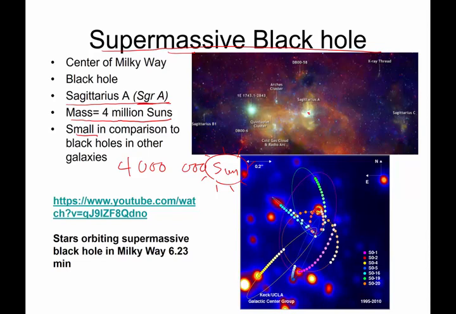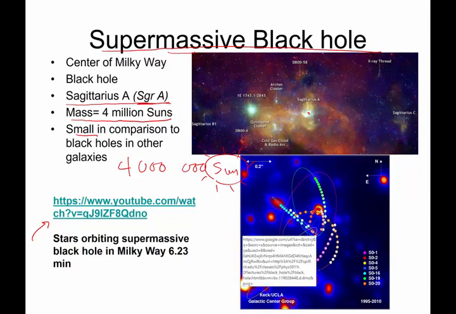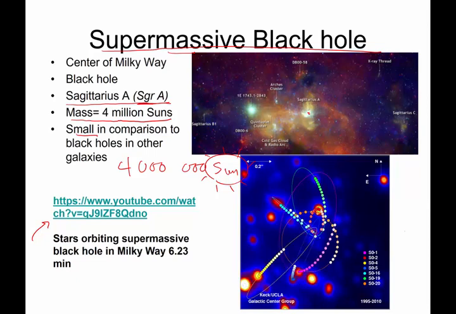So we're going to stop here, and I'm going to ask you to watch this really awesome little video where it actually will show you some of the real live movies of stars that are orbiting the black hole in the center of our Milky Way. For many years, this was hypothesized, and we now have observational proof that this supermassive black hole does exist in the center of the Milky Way.